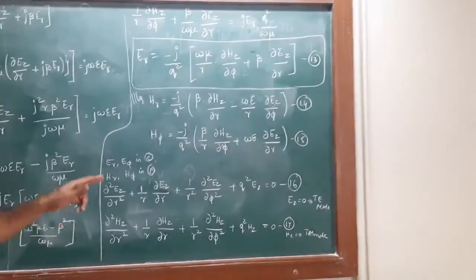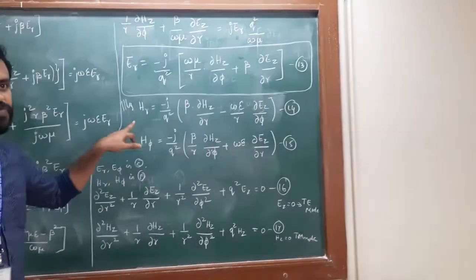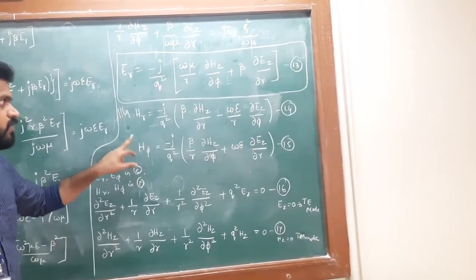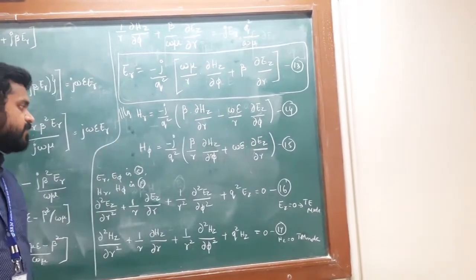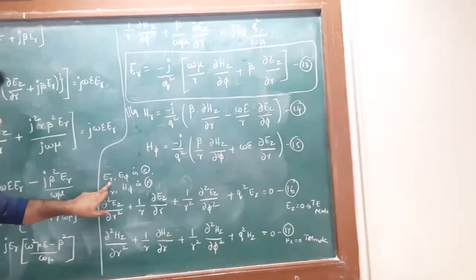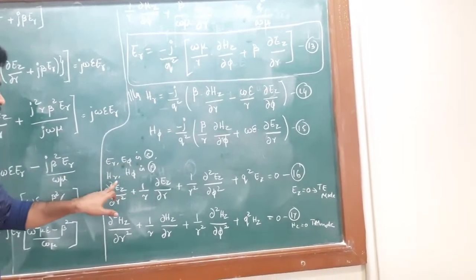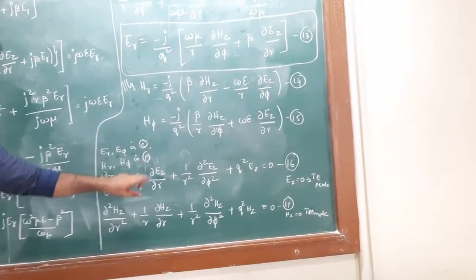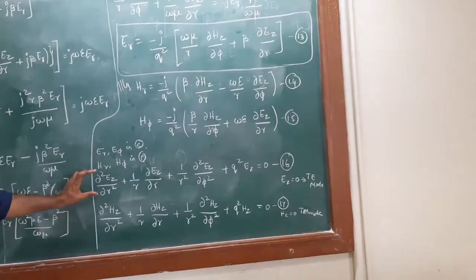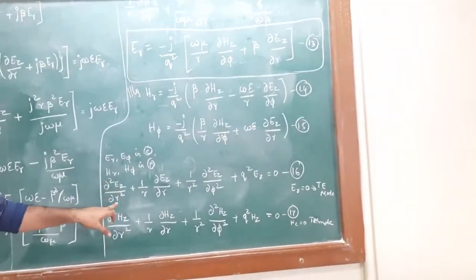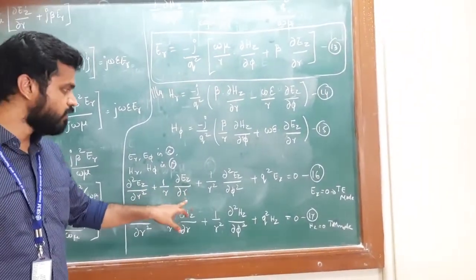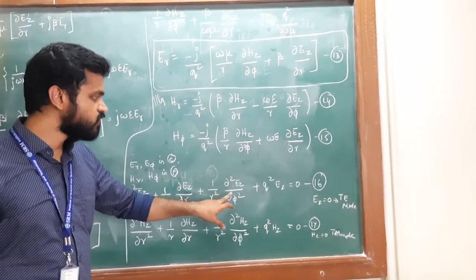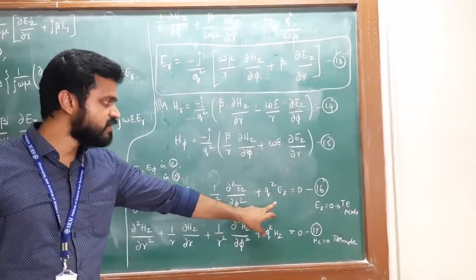Now similarly, we can find the magnetic field components Hr and H phi. These are the equations, and if you substitute the values of Er and E phi in C, and substitute the Hr and H phi in F equations, we will obtain this corresponding equation: dou square Ez by dou r square plus 1 by r dou Ez by dou r plus 1 by r square dou square Ez by dou phi square plus q square Ez is equal to 0.